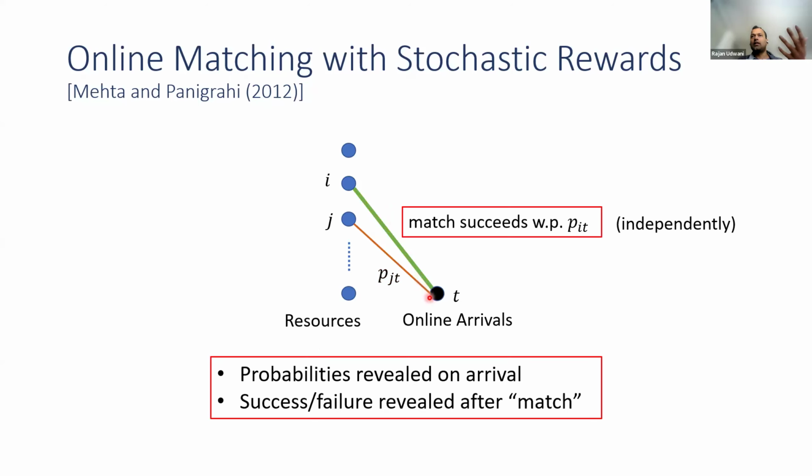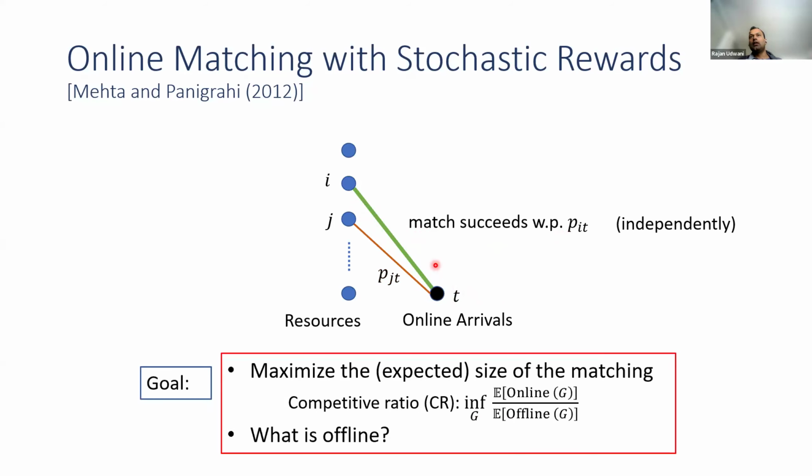So when this arrival comes, I have to match it to at most one resource. So if I match t to i, this match succeeds with probability p_it, and with probability 1 minus p_it, it fails. And this success or failure is independent of everything else. Okay. So the probabilities are revealed on arrival, but the realization, success or failure, is revealed after I decide that I'm going to match t to, let's say, i. Okay. So our goal in the stochastic rewards problem is to make these online matching decisions in order to maximize the expected size of the matching, where the expectation is with respect to the randomness in the success or failure.